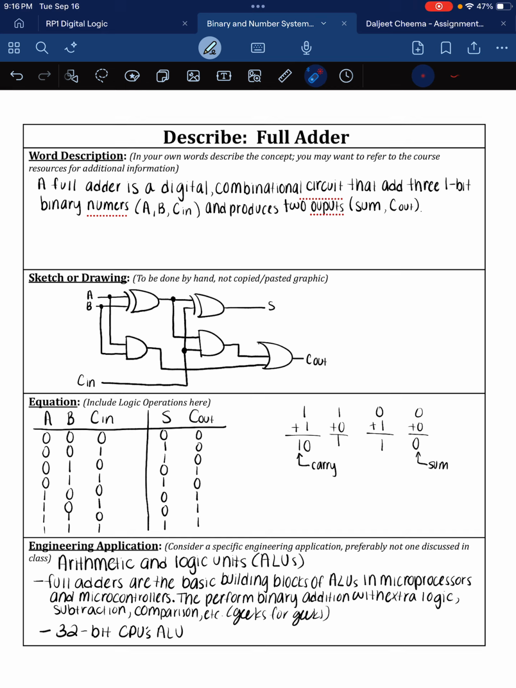And full adders are significant to engineering, specifically to arithmetic and logic units, which are ALUs. How they work is that full adders are the building blocks of ALUs, microprocessors, and microcontrollers. They perform binary addition and, with extra logic, subtraction and comparison. For example, a 32-bit CPU ALU is going to use a chain of full adders to perform 32-bit addition in one cycle.